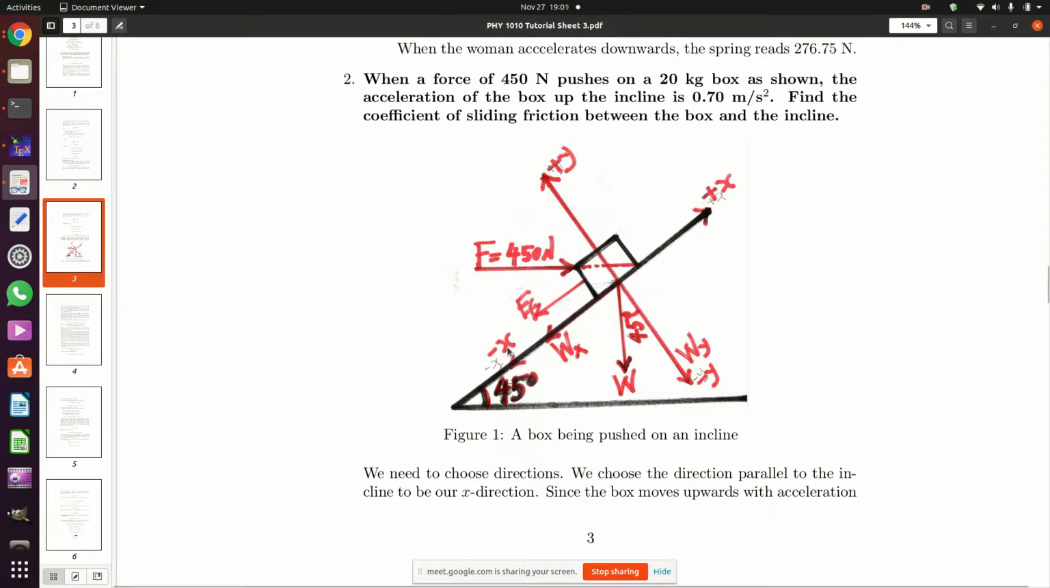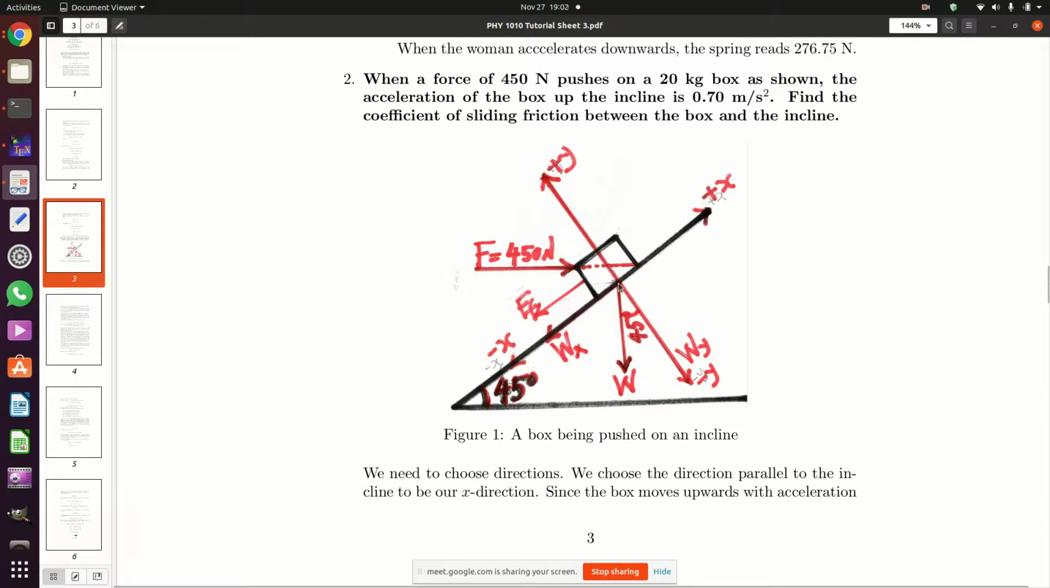The other thing is you have to choose the y direction, and normally that's chosen to be perpendicular to the incline, because the x direction and the y direction have to be at 90 degrees to each other. Okay. Then after choosing the y direction and the x direction, we have said the direction in which the box is moving is our positive x direction, and the opposite direction is the negative x direction.